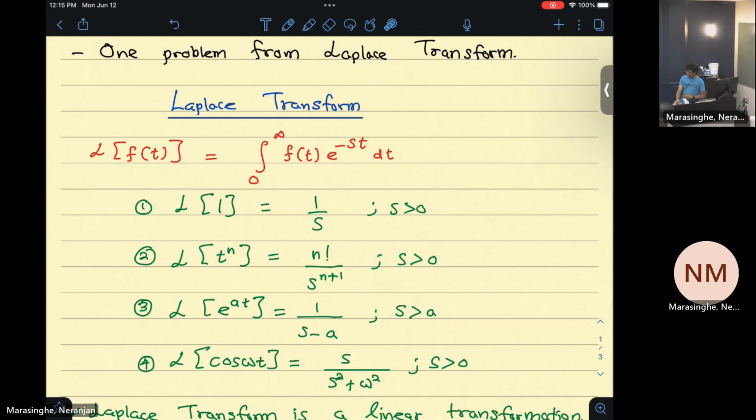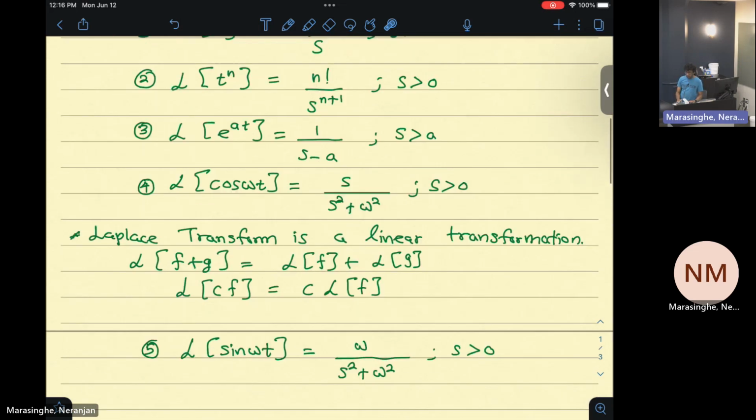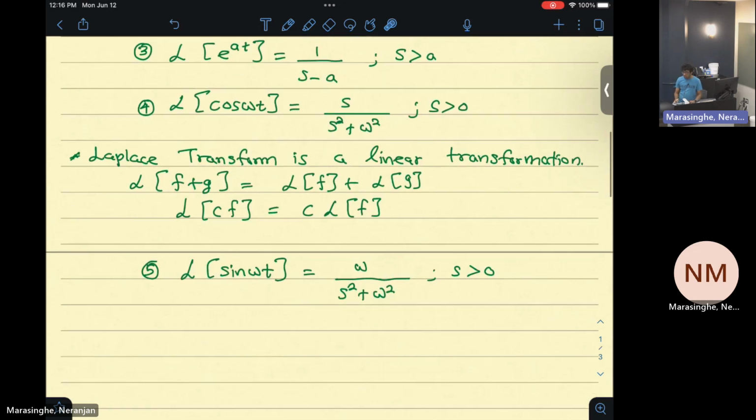Right. So right now we have these 5 formulas, right? And we have the idea of linearity. Those ideas are the main facts that we discussed. Then I would like to put my focus on hyperbolic sine and hyperbolic cosine functions.